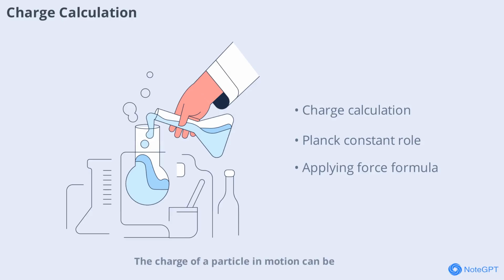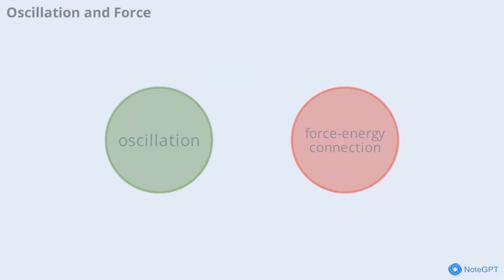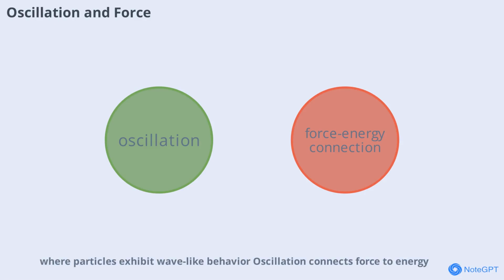The charge of a particle in motion can be calculated using the reduced Planck constant and Coulomb's constant. This calculation is essential for applying the force formula to real-world particles. By understanding how charge varies with motion, we gain deeper insight into the forces acting on massless particles. Oscillation is a key feature in the new force formula. Instead of viewing force as a simple push or pull, we now see it as an oscillatory phenomenon. This perspective aligns with quantum mechanics, where particles exhibit wave-like behavior. Oscillation connects force to energy, setting the stage for force-energy equivalence.